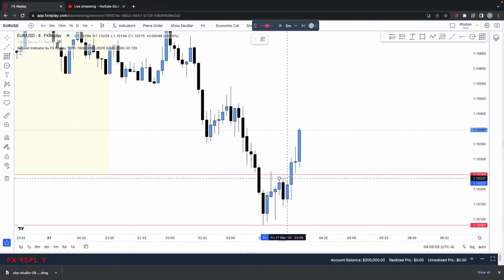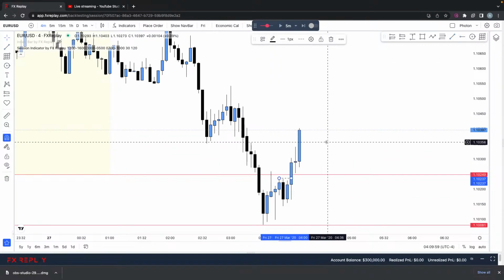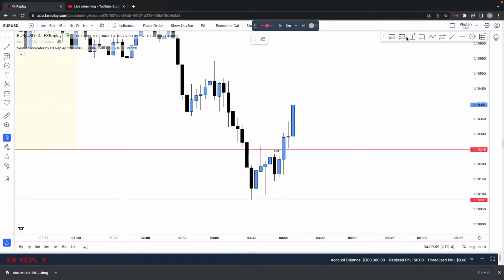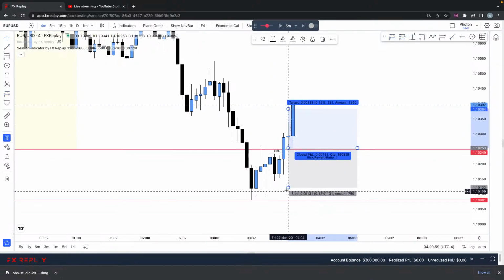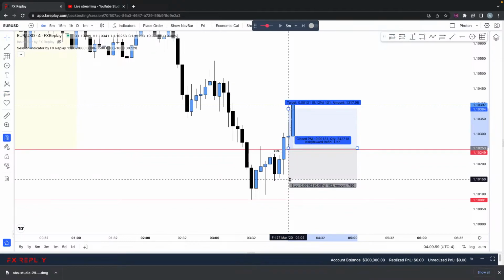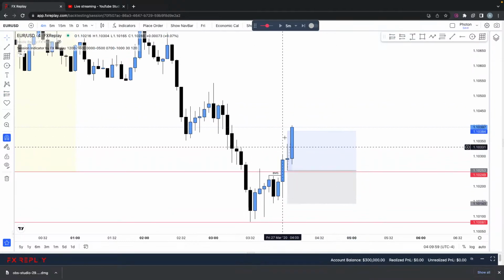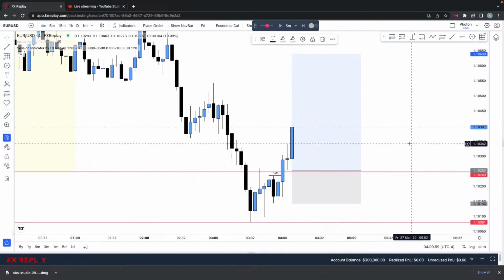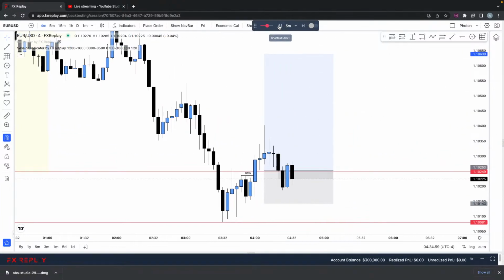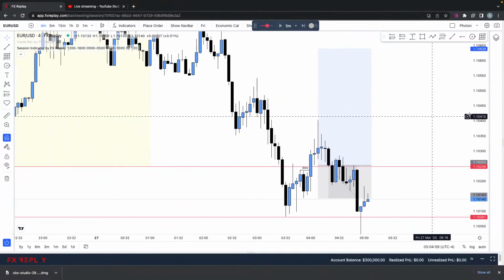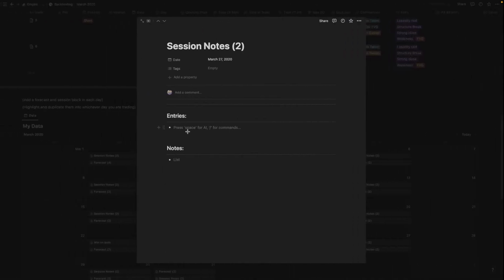Either breaking market structure right there, fair value gap forms. Boom, enter below here, 11 pips. Boom, taken out. Okay, loss on the new method.